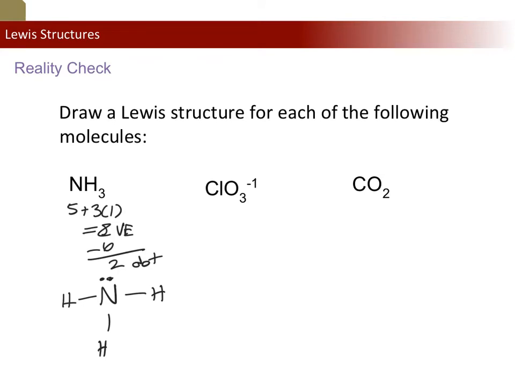This is ClO3, so I total up my valence electrons. 7 from chlorine, 3 oxygens, each have 6, and I don't forget about the polyatomic ion. Since it's a -1 charge, I add 1 to my bank. If I total all these up, I get 26 total valence electrons in my bank.